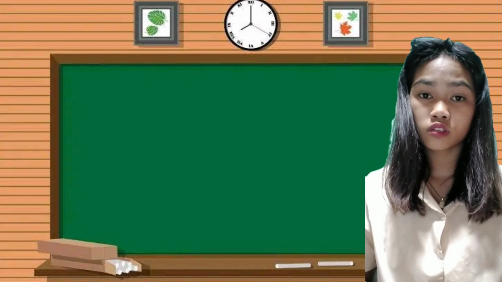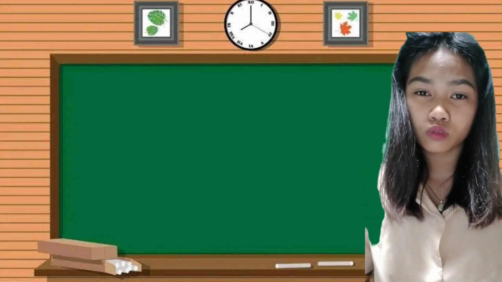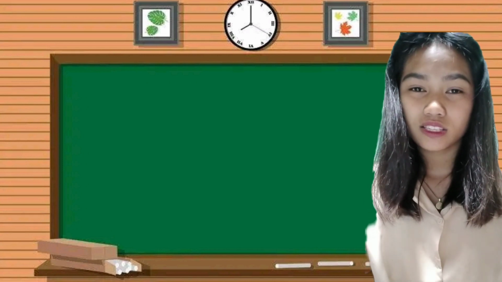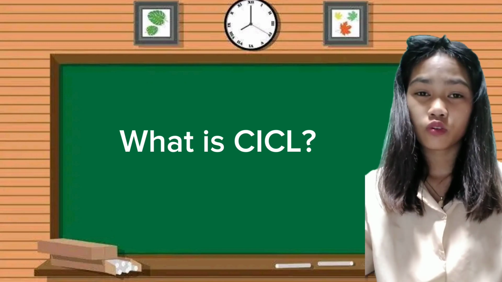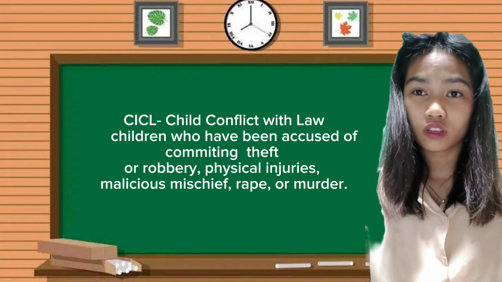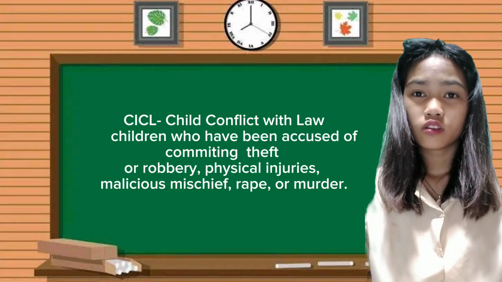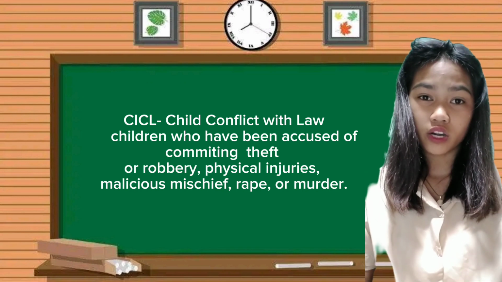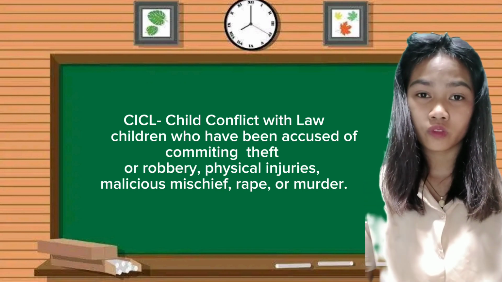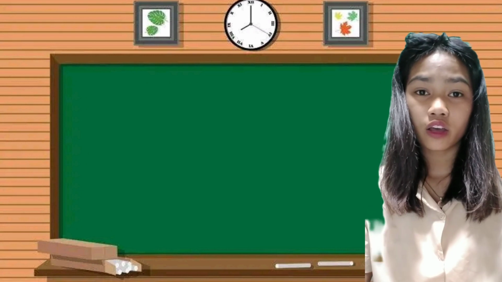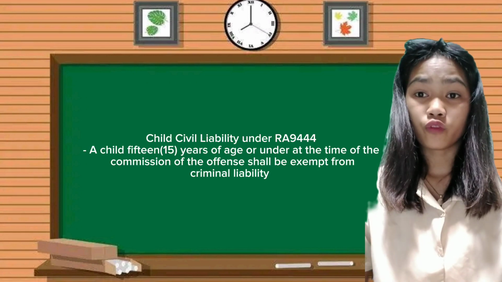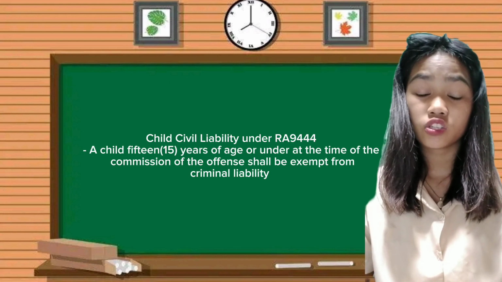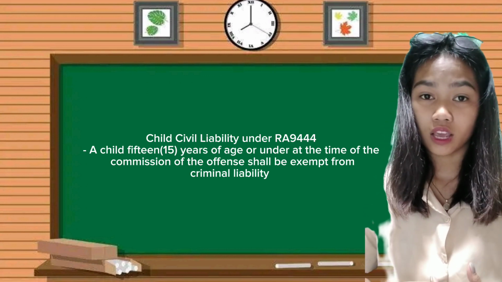Not only to the special learners but also to those students who are CICL. So what is CICL, ma'am? CICL, according to my research, are children who are accused of committing theft or robbery. So CICL falls under RA 9344. A child under 15 years of age who has committed a crime.